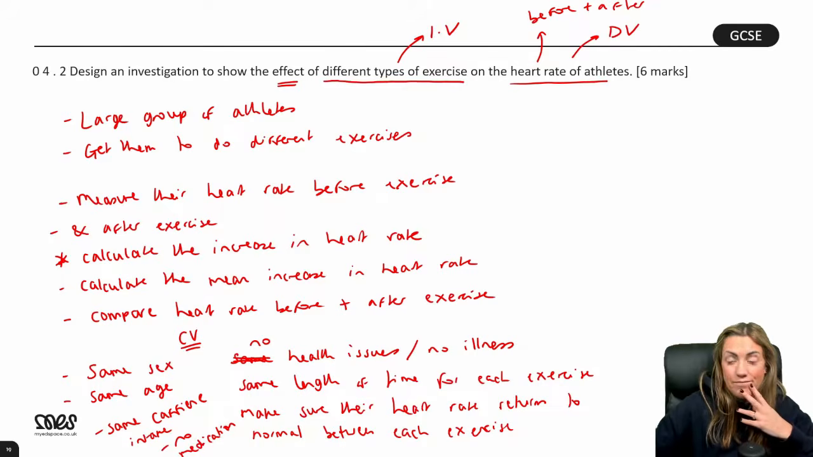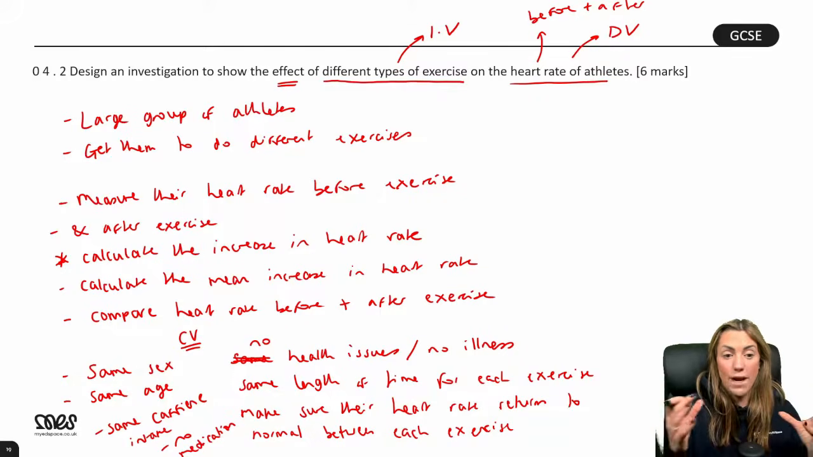So yeah, that's how we're going to get 6 marks. If we make it clear to the examiner, look, we're going to use a lot of athletes. We are going to change the exercise. We're going to do different exercises, or at least 2 different exercises. We're going to measure their heart rate before. Then they're going to do the exercise. We're going to measure their heart rate after. We're going to calculate the change in heart rate. We can then calculate the mean change in heart rate or compare the heart rates before and after.